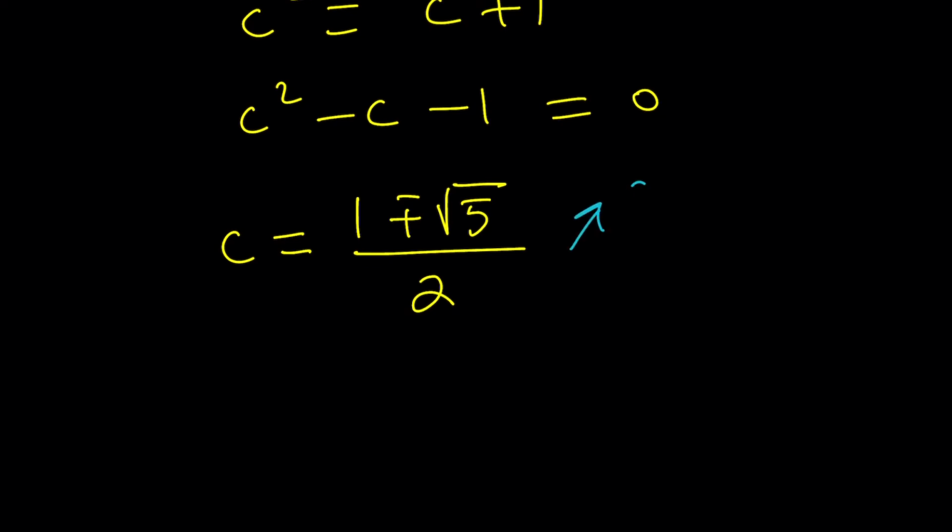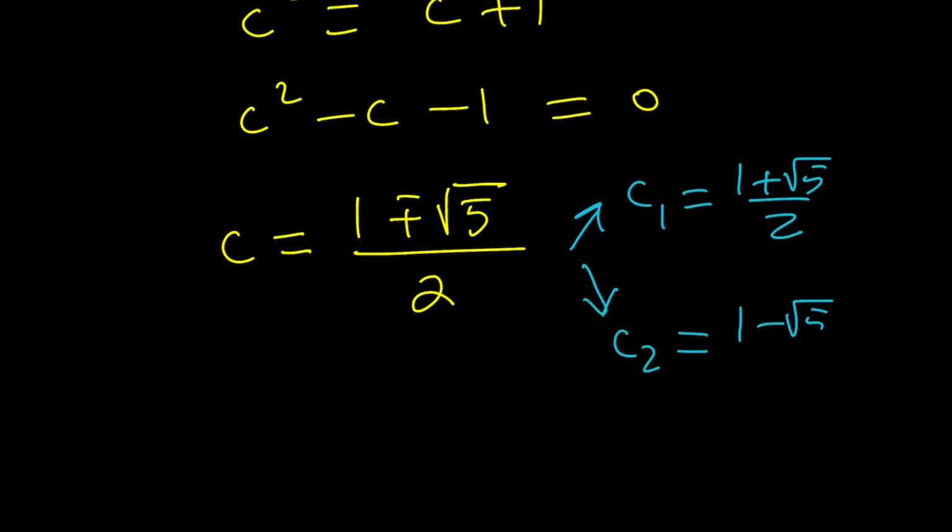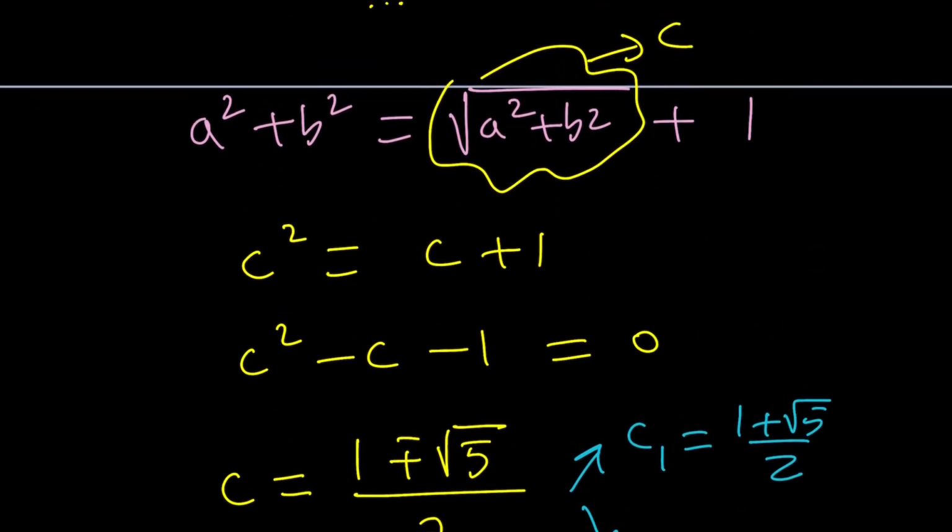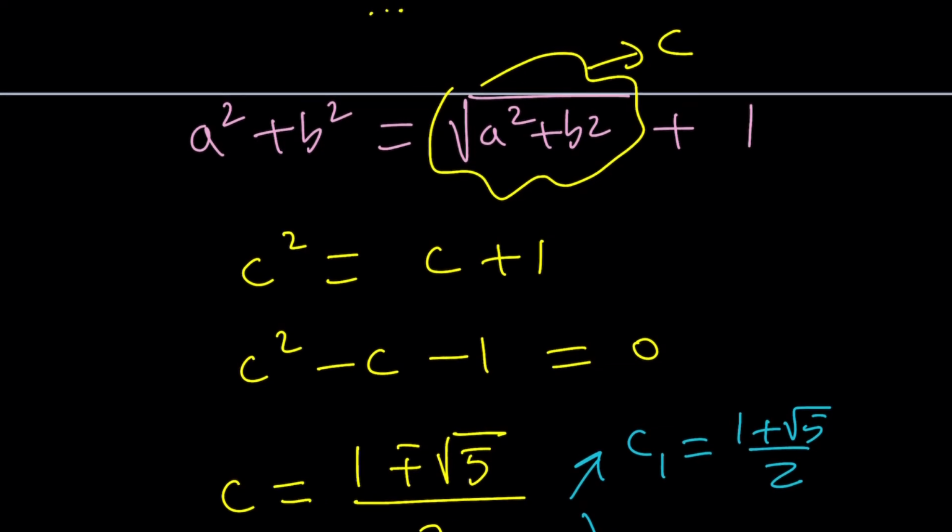Let's go ahead and separate these. c sub 1 is gonna be 1 plus root 5 over 2, or c sub 2 is gonna be 1 minus root 5 over 2. So there are two solutions. But the problem with that is, what is c? c is the square root of a squared plus b squared, which is a real number.